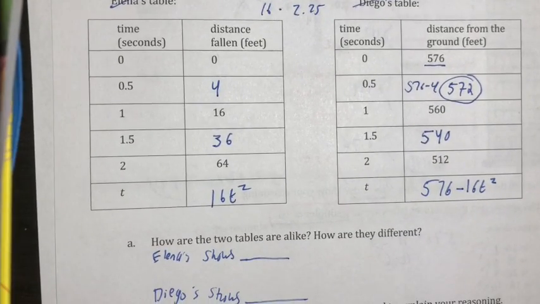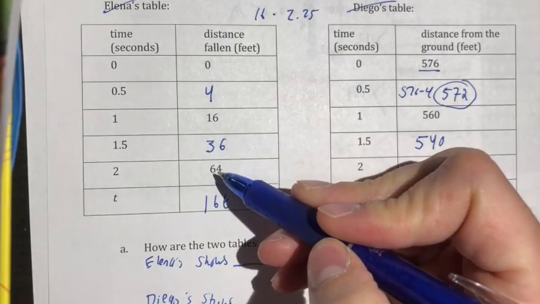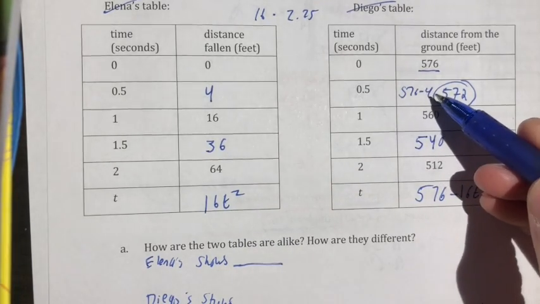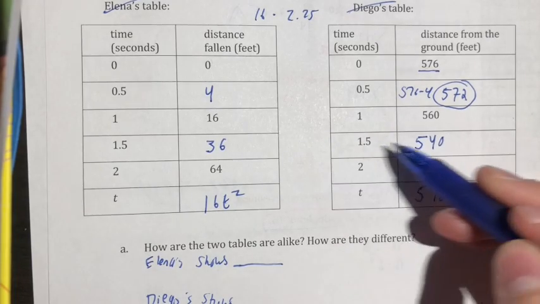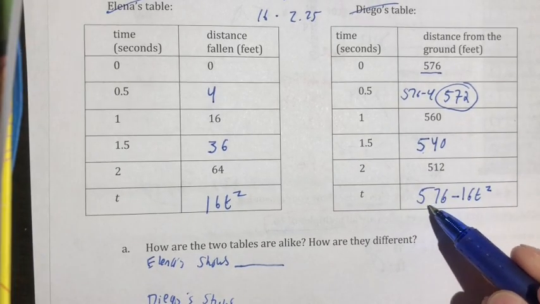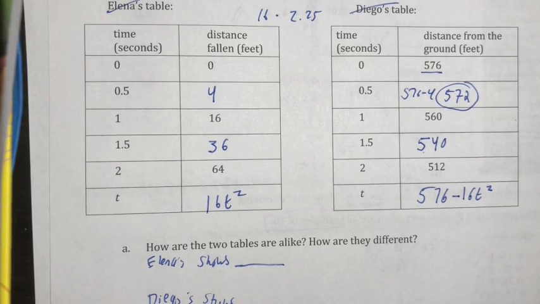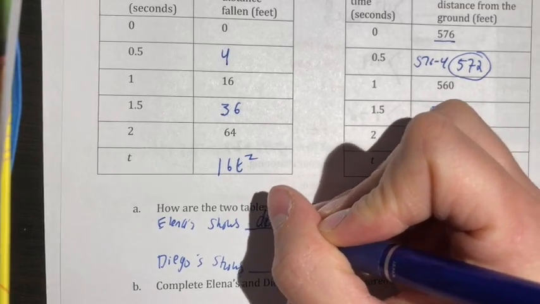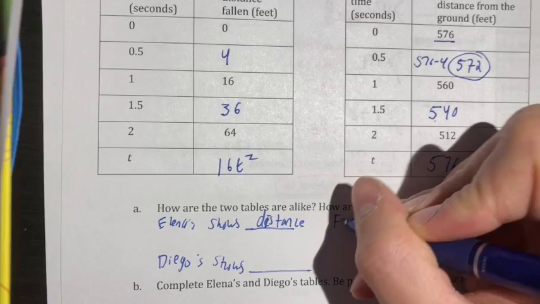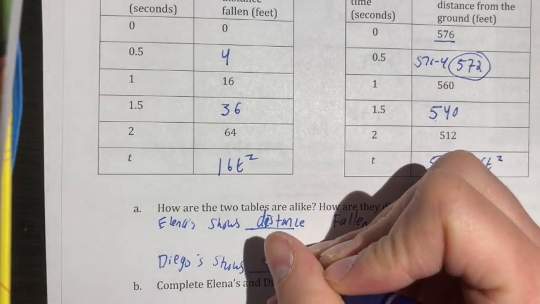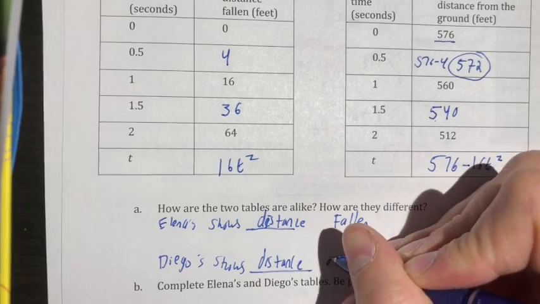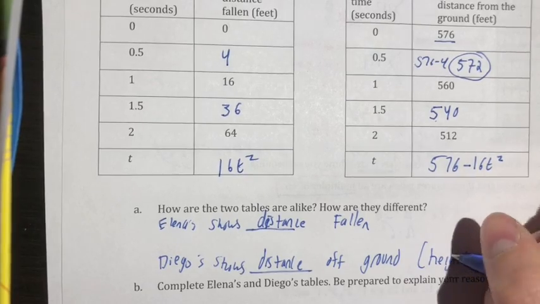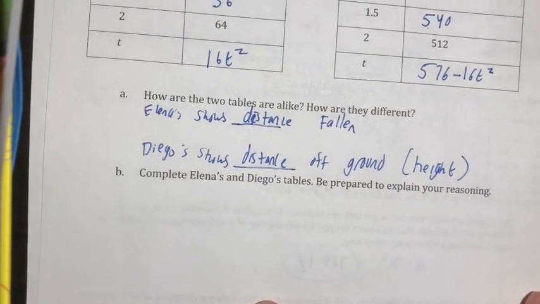Okay, so there we go with our tables. Not too bad. We're just plugging in the t-values here, doing the math. This is my formula. And then doing 576 minus that. 576 minus 36 gets me 540. So then 576 minus 16 t squared gets me my distance from the ground. So Elena's shows distance fallen, and Diego's shows distance off the ground, or it shows like height. All right, so there's their differences.